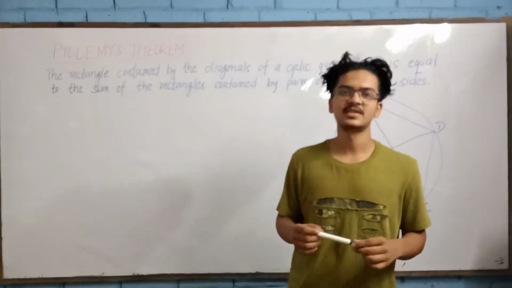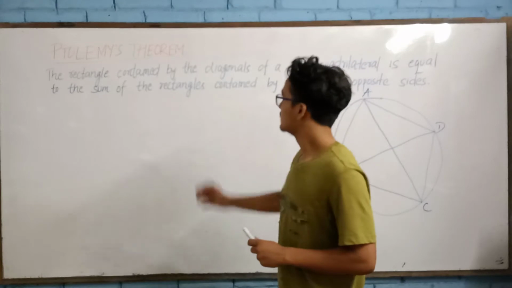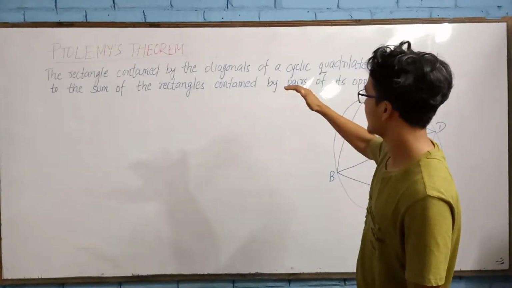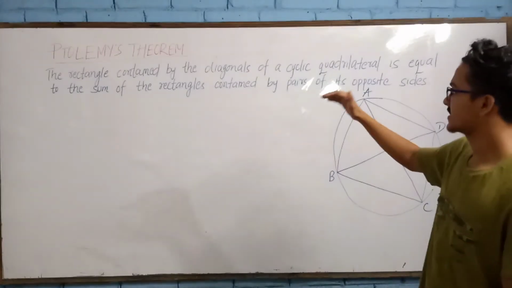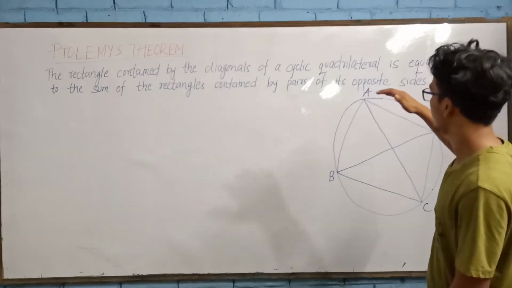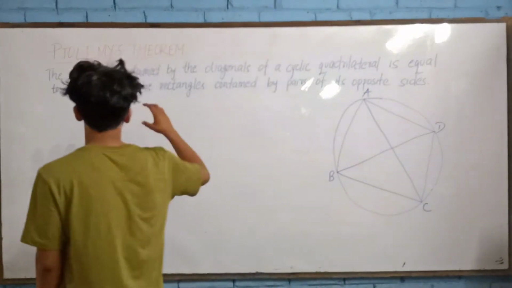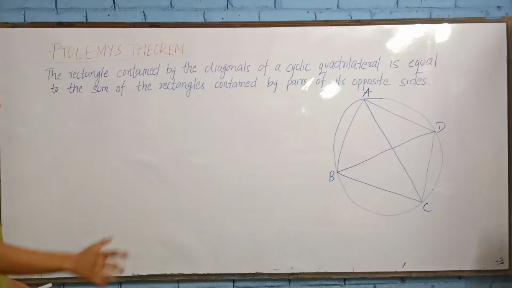So today we'll discuss Ptolemy's theorem. The statement is that the rectangle contained by the diagonals of a cyclic quadrilateral is equal to the sum of the rectangles contained by pairs of its opposite sides. So what do you mean by the rectangle contained by any two sides?